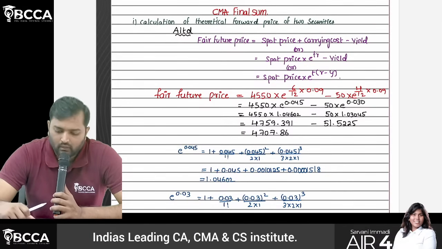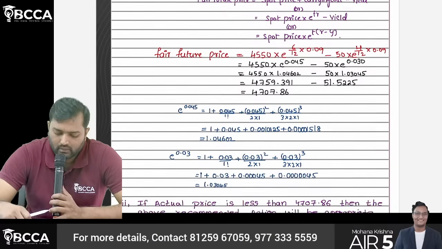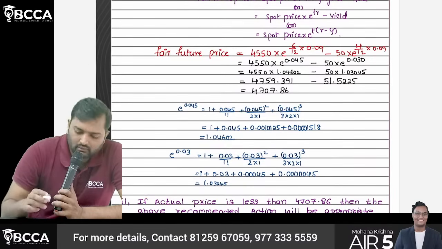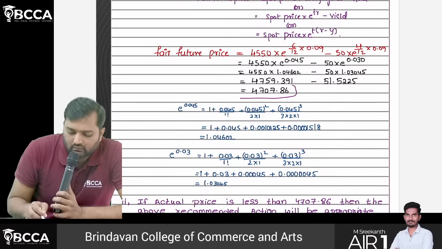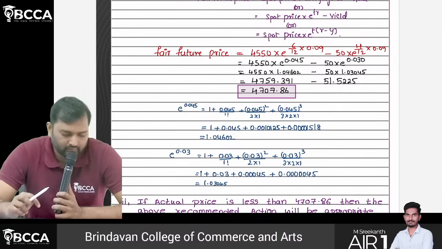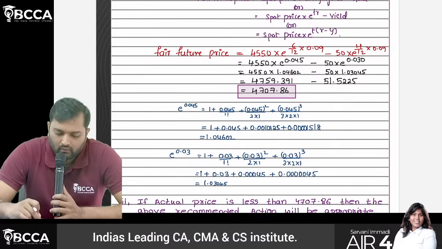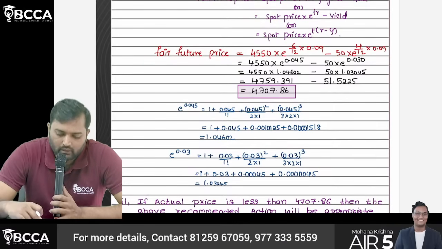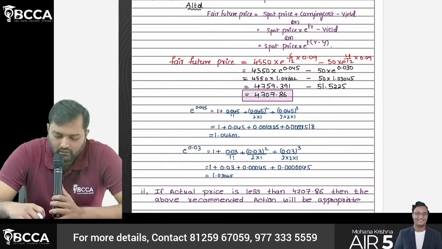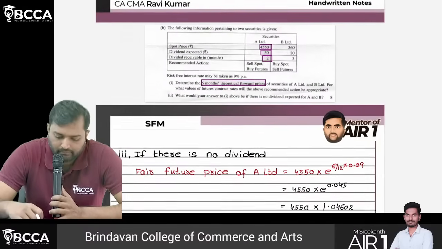Clear? Likewise, I should find out e power 0.03. So what is the answer? 470748. So this is the fair future price. This is the fair future price. So this question is a little different. Why?